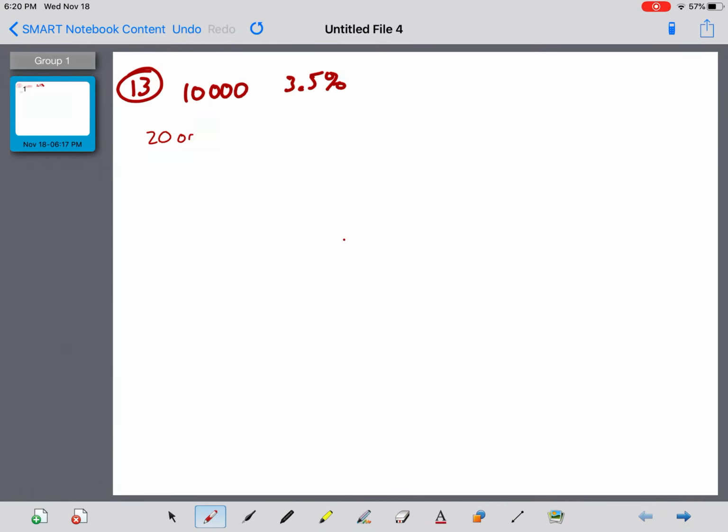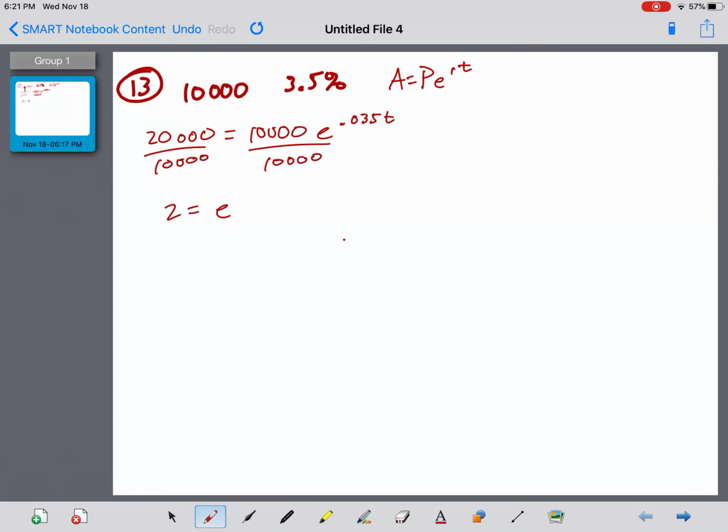Well, double would be $20,000, so we're going to use the PERT formula. Amount of money is equal to P times E raised to the RT. R is the rate, T is the time. So $20,000 is equal to $10,000 times E to the 0.035 times T. Now we're going to divide both sides by 10,000, which just gives us 2. So 2 is equal to E to the 0.035 T.